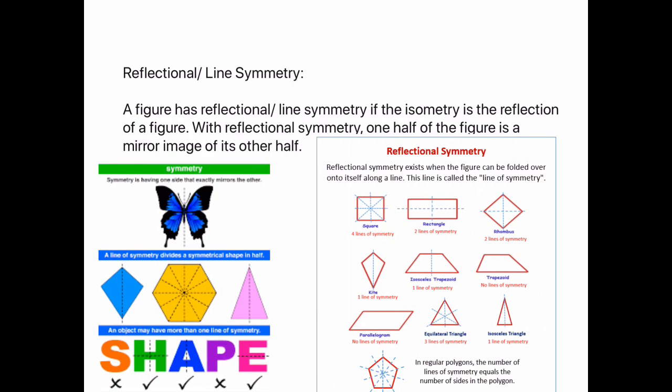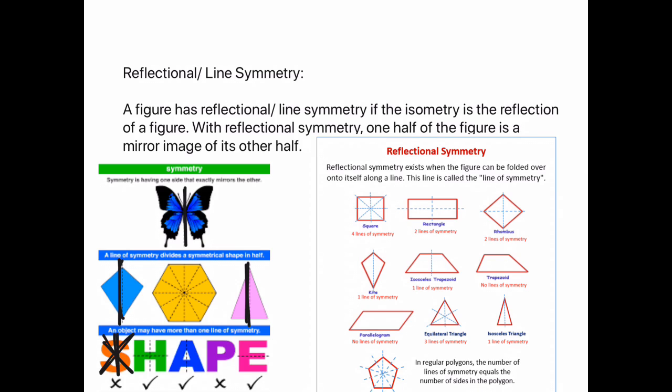So again, reflectional or line symmetry. A figure has that symmetry if it's a reflection of the figure. So it's always a mirror image of the other half. So here's our butterfly again, remember, it's a mirror image. You can have more than one line of symmetry. This kite here has one, and this triangle has one, but this hexagon here in the middle has many. And an object may have more than one line of symmetry there. And then as you notice, the S has no symmetry. There is no line that you can go through that makes the S a mirror image. The H has two, the A has one, the P has none, and the E has one.